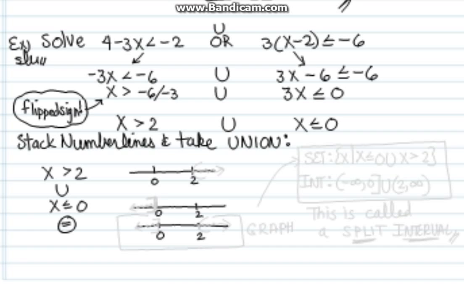Okay, now let's graph the first set of numbers on the top. X is greater than 2. We're just going to shade everything greater than 2 and put a round bracket because there's no equal portion in the inequality. All right, next we're going to shade on the second number line. X is less than or equal to 0. Shade everything smaller than 0 and put a boxy bracket because there is an equal portion in the inequality.